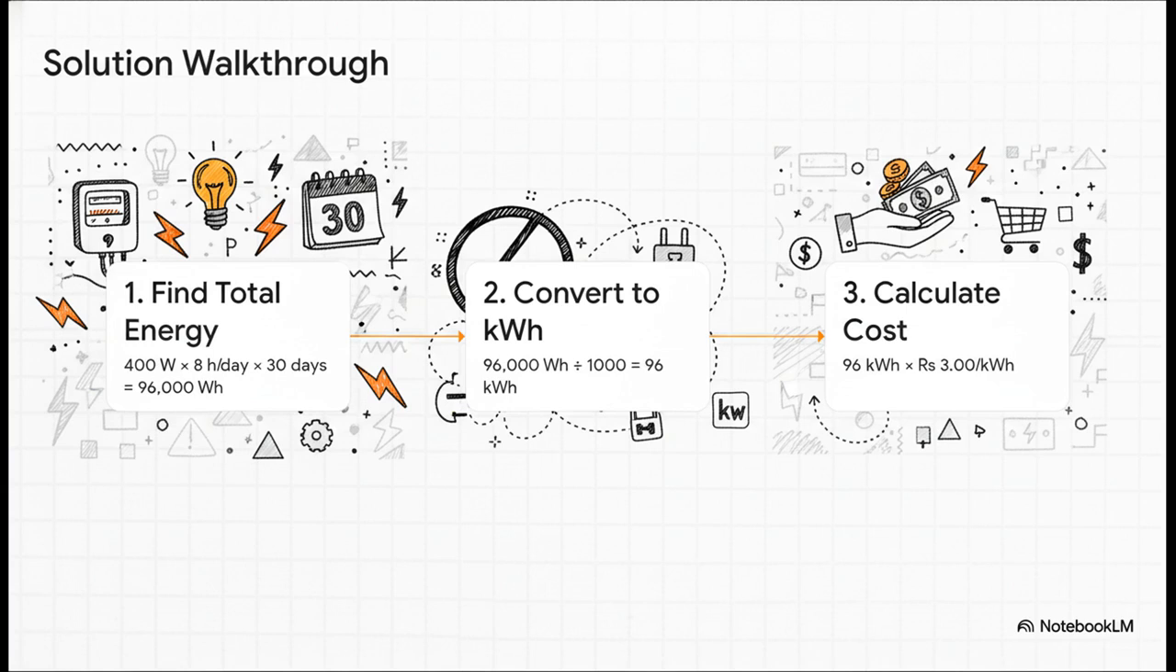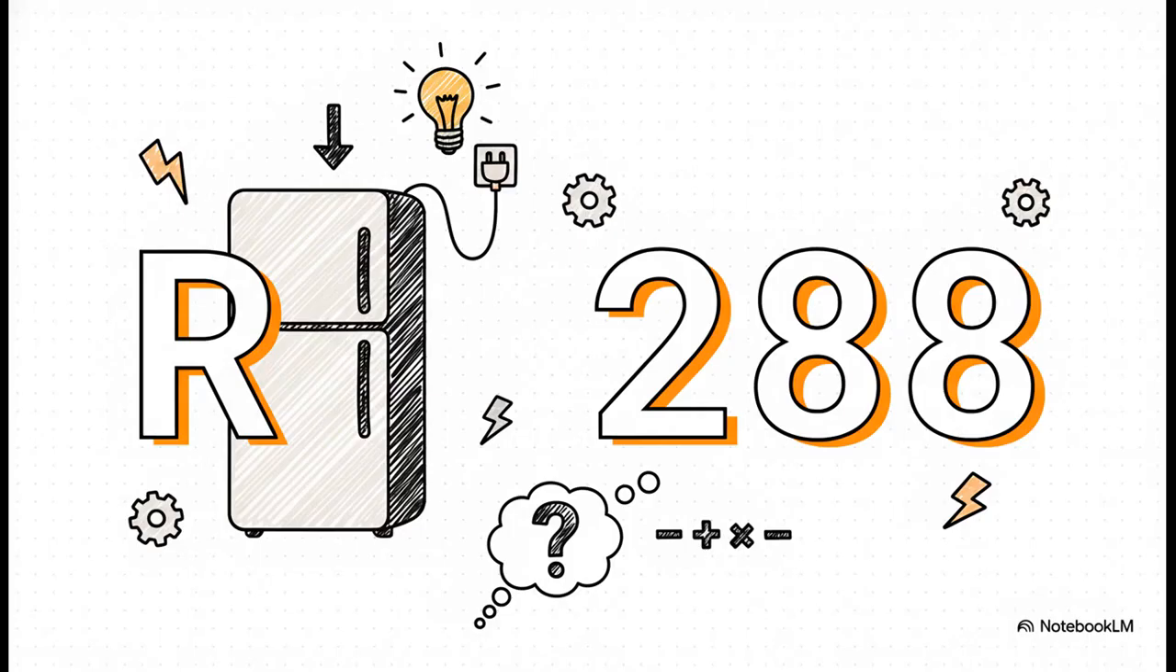Now for the final step, calculating the cost. We multiply the total energy, which is 96 kilowatt hours, by the cost per unit, which is 3 rupees. And that gives us our final answer, 288 rupees. So the cost of operating this refrigerator for 1 month is 288 rupees.